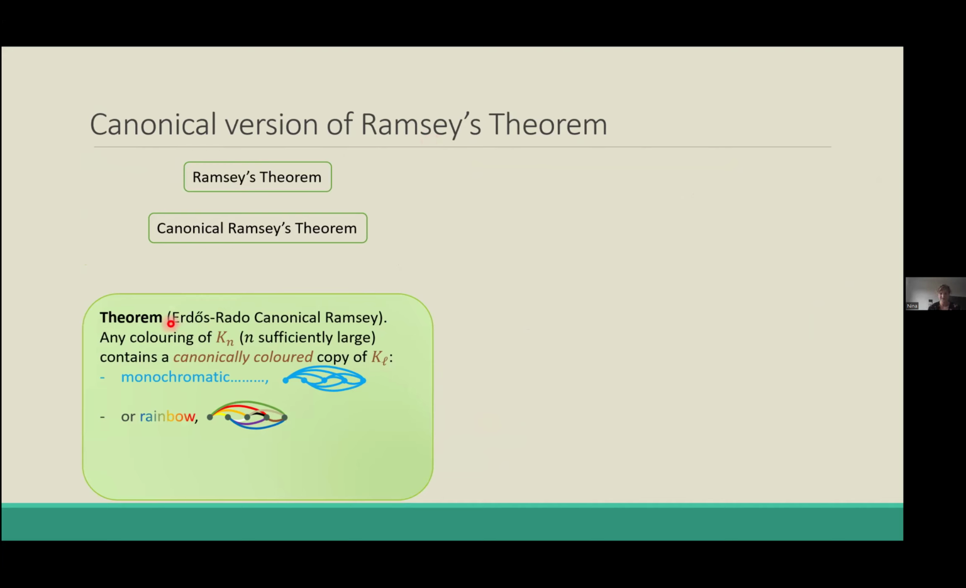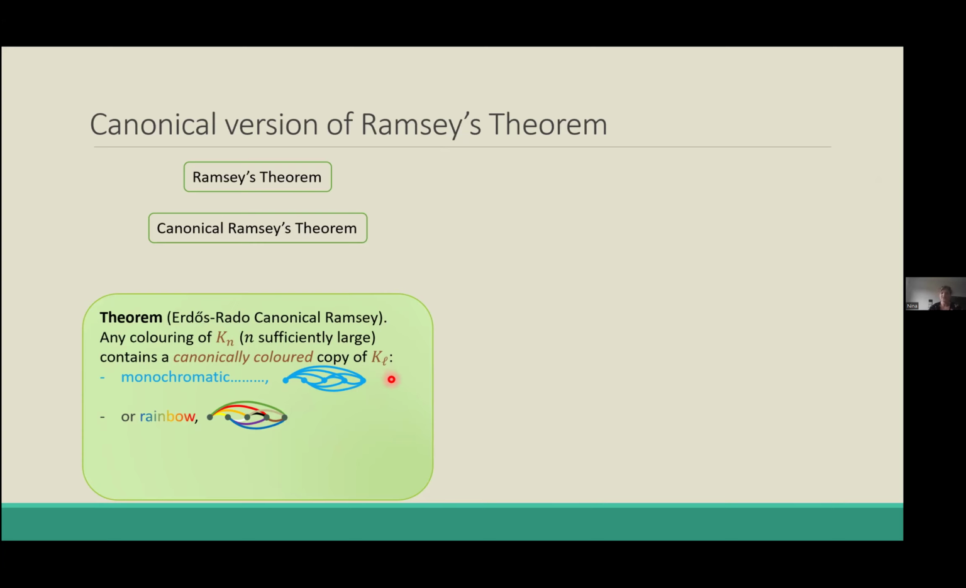This is the so-called canonical version of Ramsey's theorem, which you may be familiar with, but I'll introduce it gradually. So it's a famous theorem proved by Erdős and Rado. Okay, so let's say you want to list all patterns of K_L coloring that you can find in an arbitrary edge coloring of K_n. So first of all, you have to have monochromatic or rainbow copies, because the adversary can use just 1 color for all the edges or a different color for all the edges.